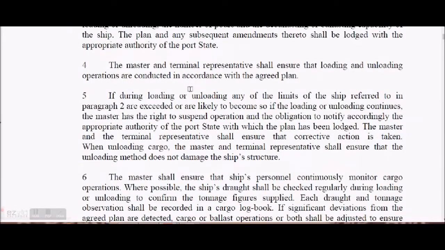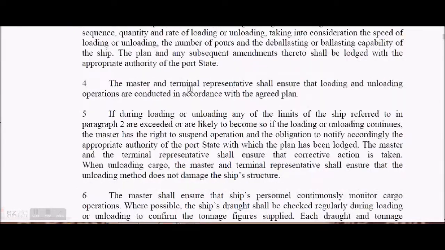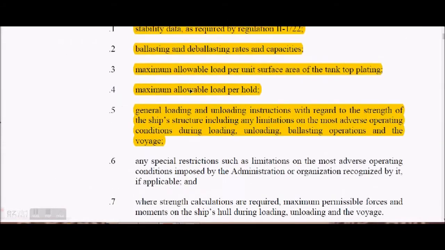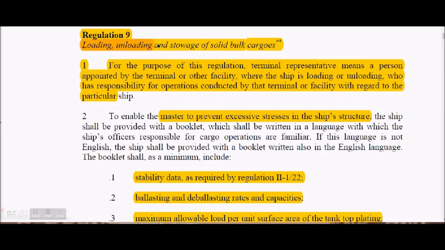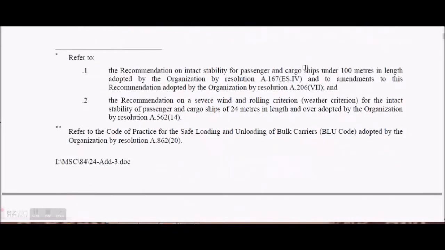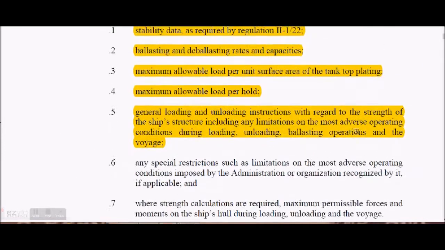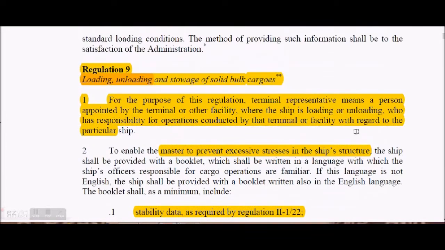Number 2, okay. So there should be a booklet on loading, unloading and stowage of the bulk cargoes, which refers to the Code of Practice for the Safe Loading and Unloading of Bulk Carriers, that is the BLU Code. They are referring to the BLU Code which has this information. So here you can see loading, unloading and stowage of solid bulk cargoes. This is where the BLU Code is referred to over here.